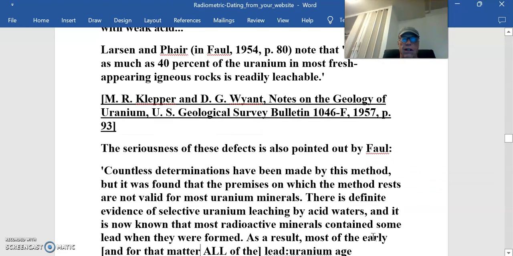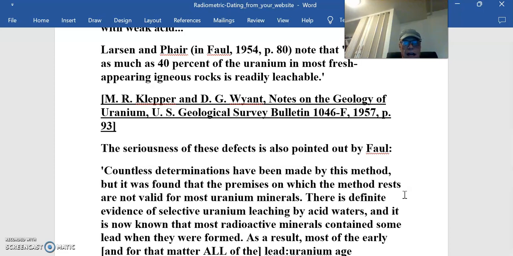The seriousness of these defects is also pointed out by Fall. Countless determinations have been made by this method, but it was found that the premises on which the method rests are not valid for most uranium minerals. There is definite evidence of selective uranium leaching by acid waters, which occur naturally all over the place, and it is now known that most radioactive minerals contain some lead, which, when they were formed, was natural lead.